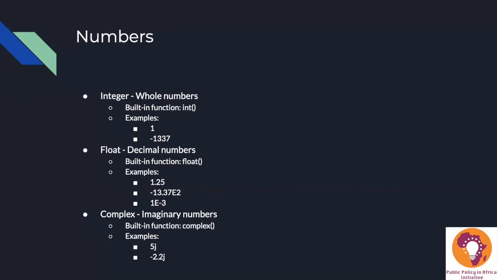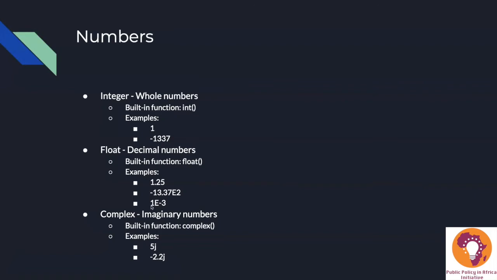Floats stands for floating point decimal number, and it's like it sounds, it's a decimal number. The built-in function there is float, with the parentheses after it. Examples are 1.25. We can also write them in scientific notation like I have here: negative 13.37 E2. If you write it out in scientific notation, that's negative 13.37 times 10 to the power of 2. So you can use scientific notation here.